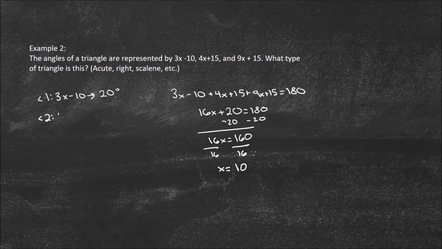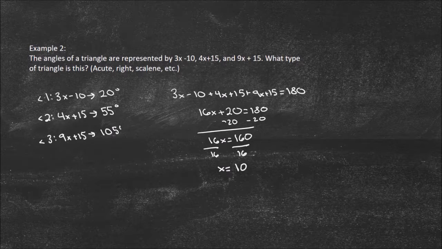We have angle 2, which is 4x plus 15. That's going to be 4 times 10 is 40 plus 15 is 55 degrees. Then our last one, angle 3, is 9x plus 15. And that's going to be 9 times 10 is 90 plus 15 is 105 degrees. And do those three add up to 180? Just looking at it quickly, they do, so we're good.